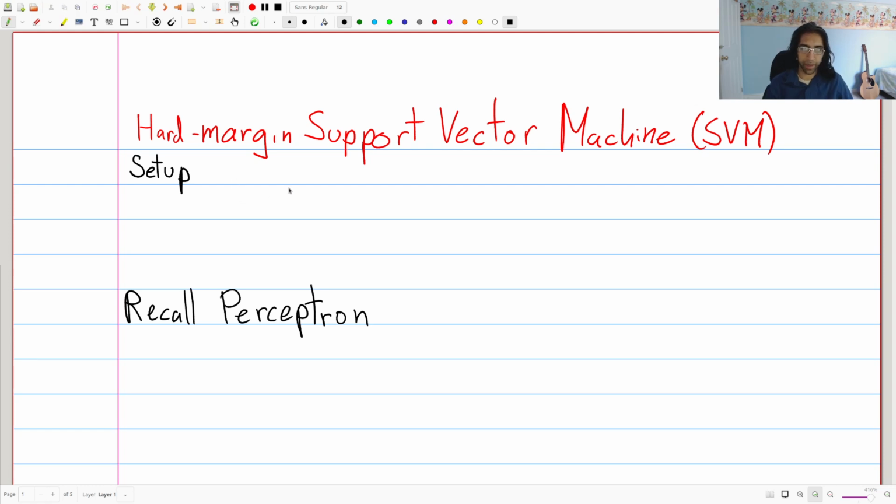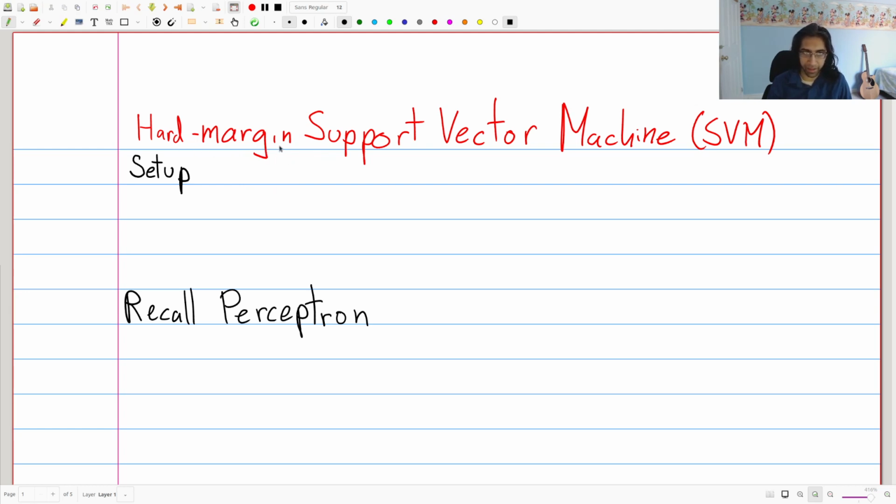Today we're going to talk about support vector machines. Support vector machines are kind of like an upgrade and generalization of the perceptron. So there's two parts. In the first lecture, we're going to talk about hard margin support vector machines, which are relatively close to perceptron, but we'll see how it's an improvement on that.